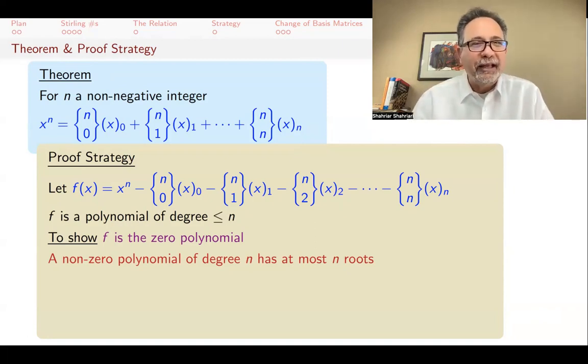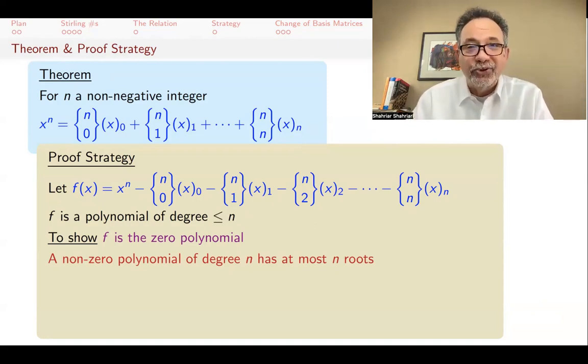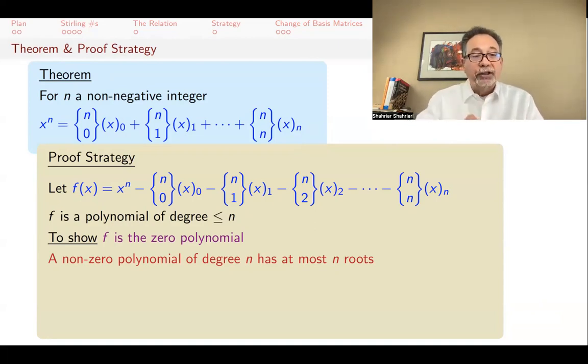although you can believe this one. This is something that we have intuition for and it sort of makes sense: a non-zero polynomial of degree n has at most n roots. Roots are things that you plug into the polynomial and you get zero. So if a polynomial is non-zero, the number of roots can't be more than its degree.